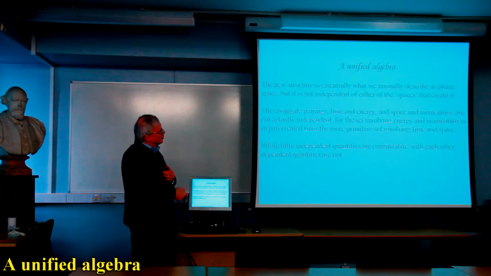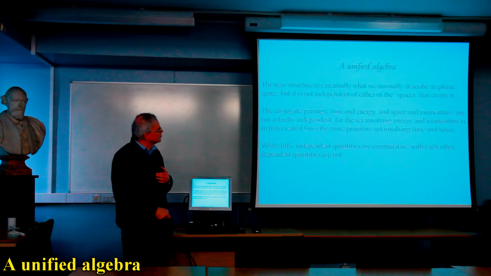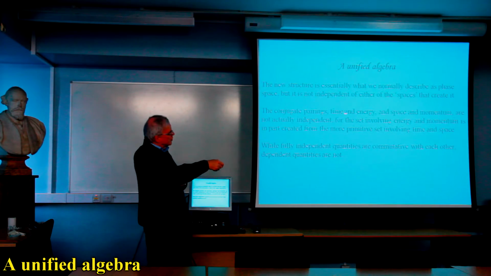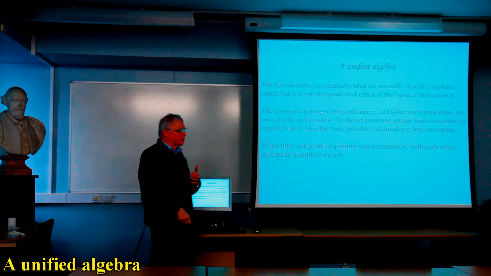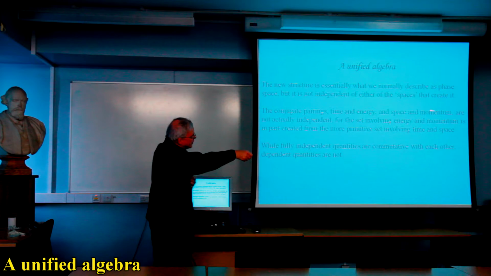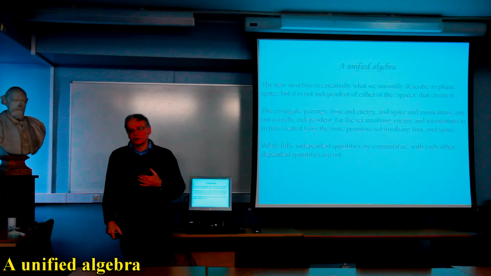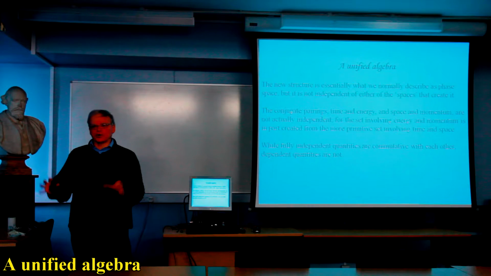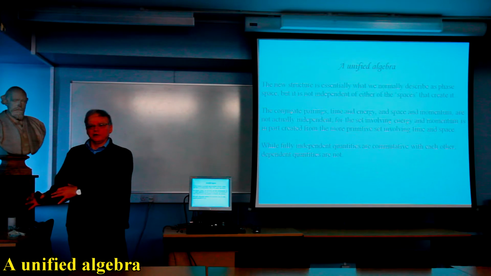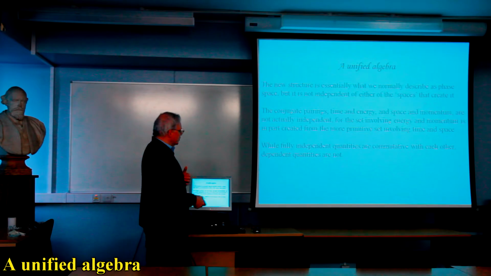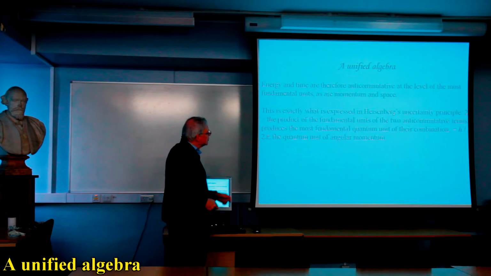This structure is what we would normally describe as phase space, but it's not independent of the spaces that created it. This is very interesting because this is what we find in quantum physics, that the conjugate pairings, time and energy and space and momentum, are not really independent. And that's because this and this are partly created out of the original object. So they're not going to be independent of the original object. You can only have commutativity for totally independent objects. Things that are related fundamentally can't be commutative, they're anti-commutative. So this is why we get anti-commutativity of these quantities.